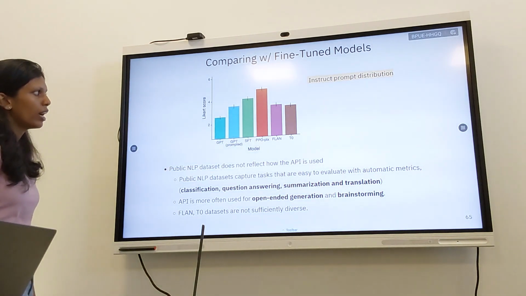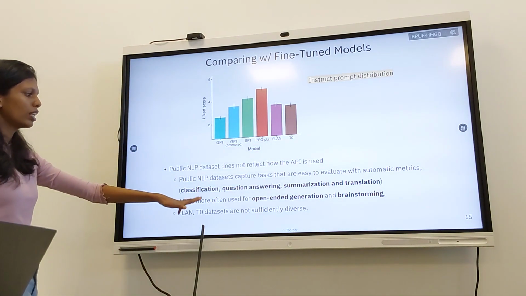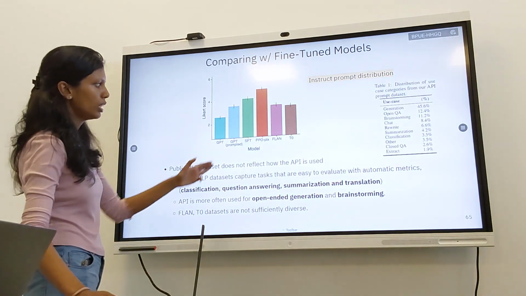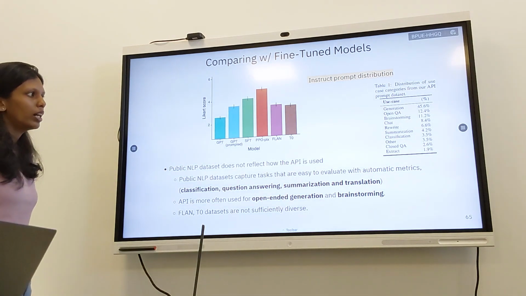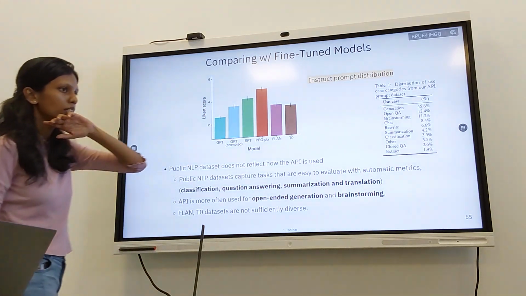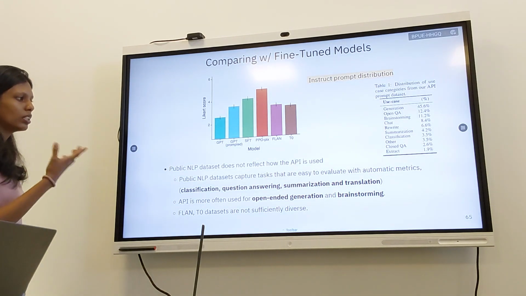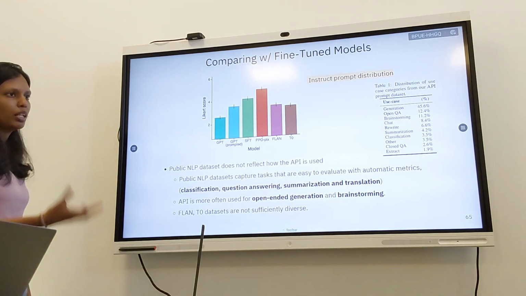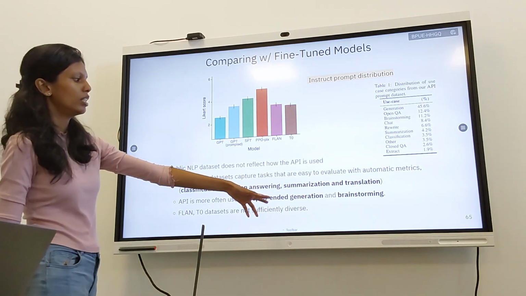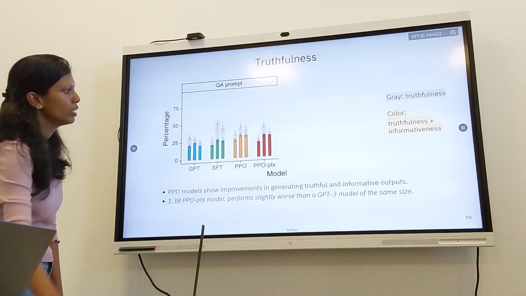And in the paper they have mentioned why this is not performing very well. So basically, I explained it earlier as well, because in the prompts that are used to train InstructGPT, they have a very small amount of summarization and classification tasks. So the FLAN and the T0 datasets are more generalized on these public general NLP tasks, while the API prompts are more often used for open-ended generation and also brainstorming. So yes, that's the reason behind it.